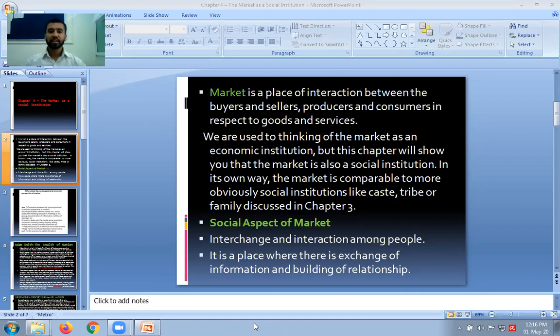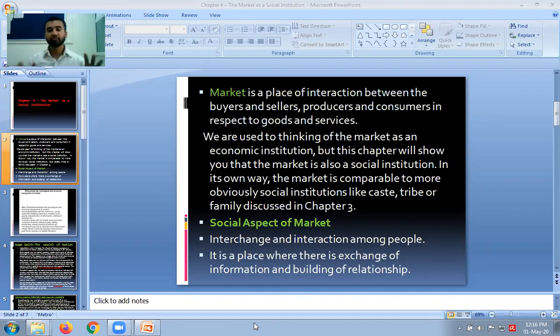Okay. In its own way, the market is comparable to more obviously social institutions like caste, tribe, family, which we discussed in chapter 3. So the market is just like another institution of caste, just like another institution of tribe, just like another institution of family, right? So that's what happens. We have to see the market as a social institution, right? Just like we understood all those institutions in chapter 3, right?